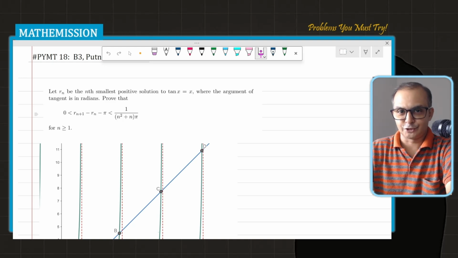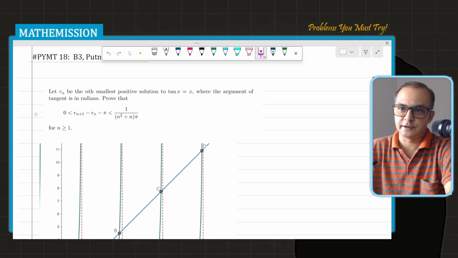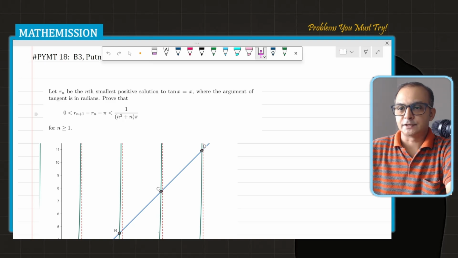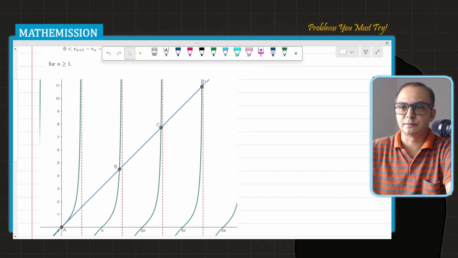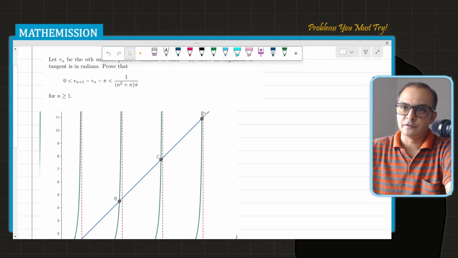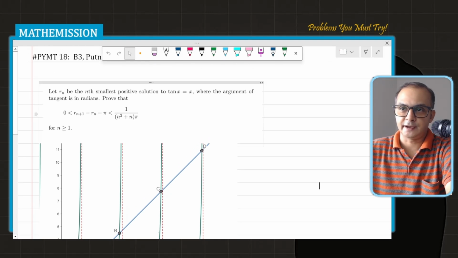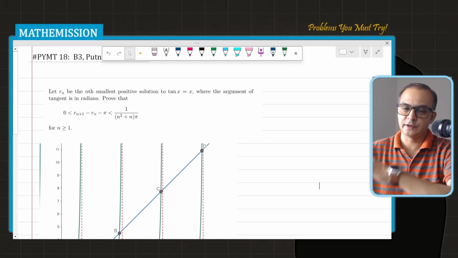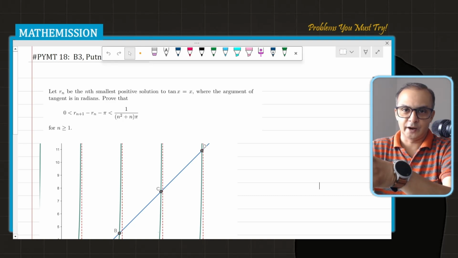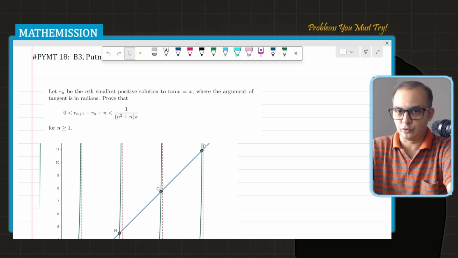So before watching the solution, I suggest you to take the pause and attempt this question. By the way, we solve this question by some graphical observation. We draw the graph of tan x and x on the same plot, because when they intersect on points, those points will give you the solution points. And we can see where the solution is happening, and with some observations we establish our proof.